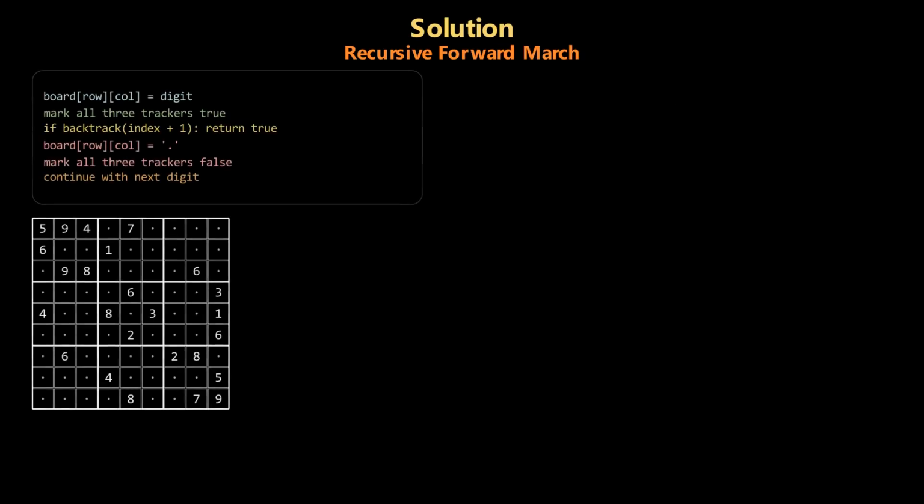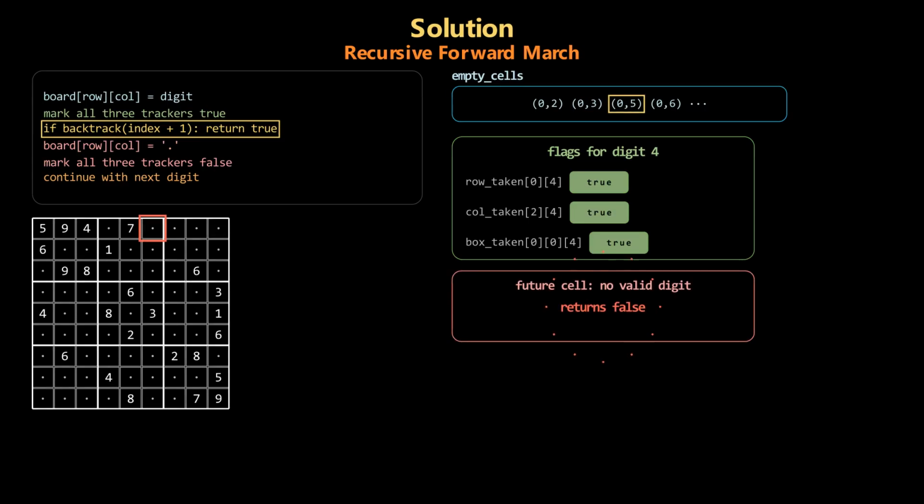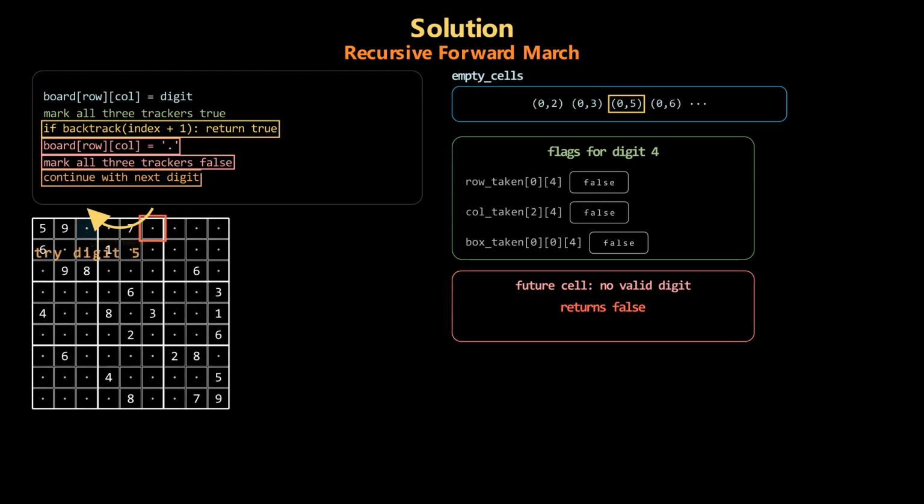With our digit locked in, we recursively call our backtrack function, passing an index plus 1 to solve the next empty spot. But if our choices down the line trigger a deadlock where a future cell has 0 valid moves left, the function returns false. Our current frame catches that failure and instantly executes our backtracking cleanup. We erase the bad guess from the board, flip its tracking flags cleanly back to false, and let the loop advance to test the very next digit. We completely reset our tracks before trying an alternate reality.